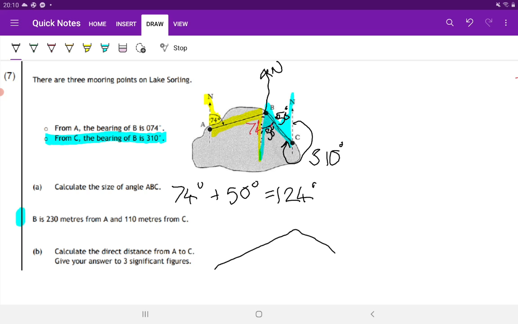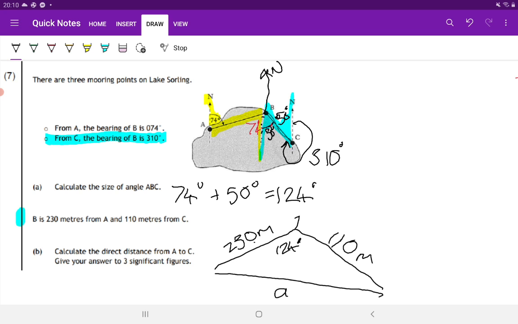So part B, calculate the direct distance from A to C, give your answer to 3 significant figures. Now, we now know that this angle up here is 124 degrees. We're told in the question B is 230 metres from A and 110 metres from C. We have an angle and the 2 sides either side of it, so it's cosine rule. And we're trying to get this length here, so let's call that big A. B and C, B and C.